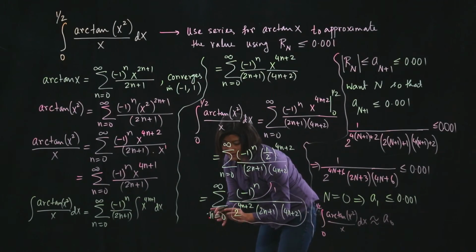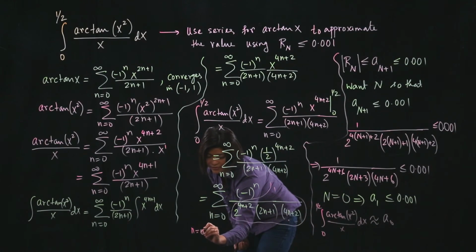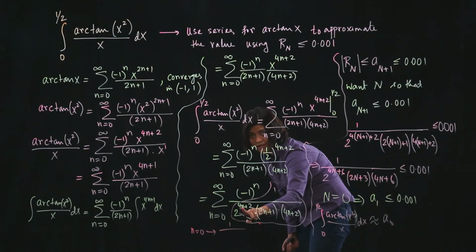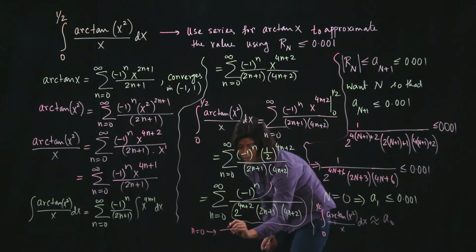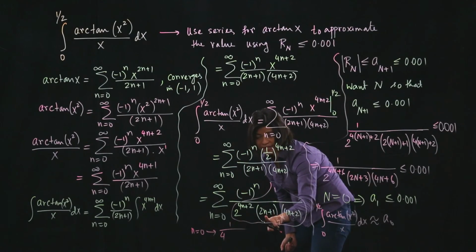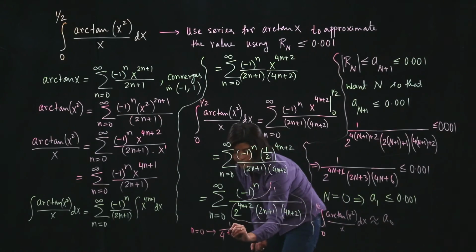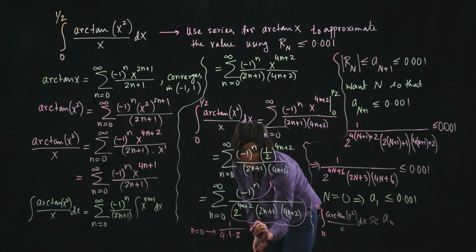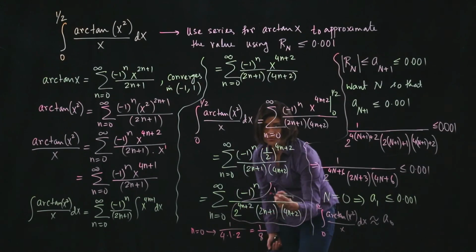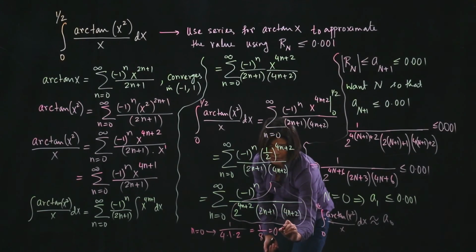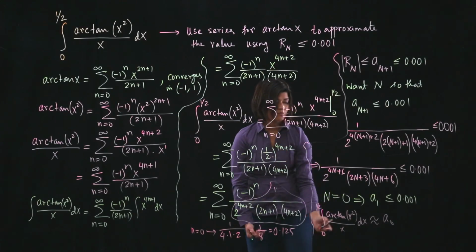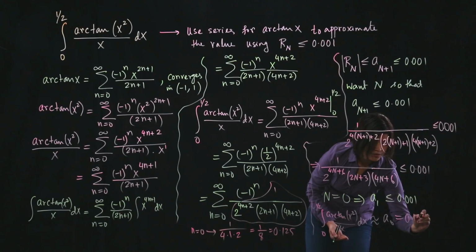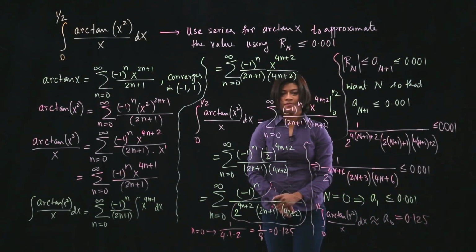So for n equals 0, we have 1 in the top. In the bottom, plug in n equals 0, so we get 2 squared, which is 4. N equals 0, you will just get 1 from here. N equals 0, you will get 2. So this is 1/8, and 1/8 is 0.125. So our approximate value is 0.125. That completes the problem.